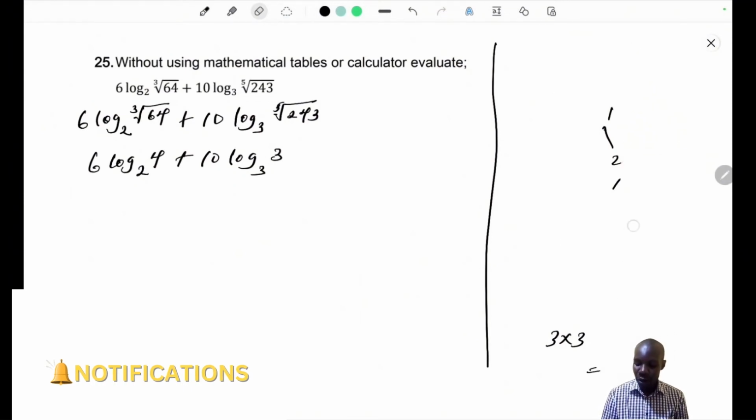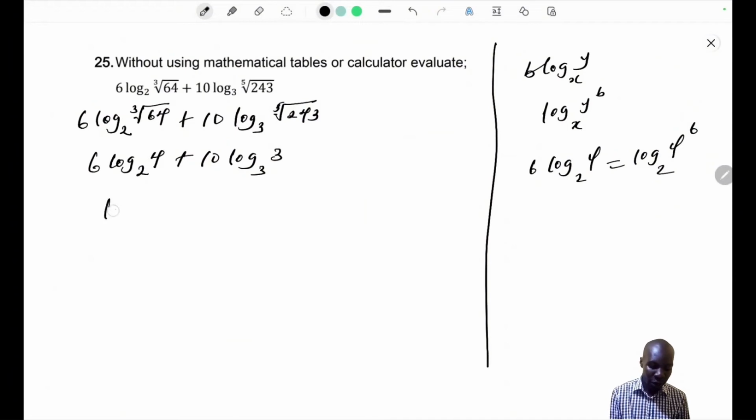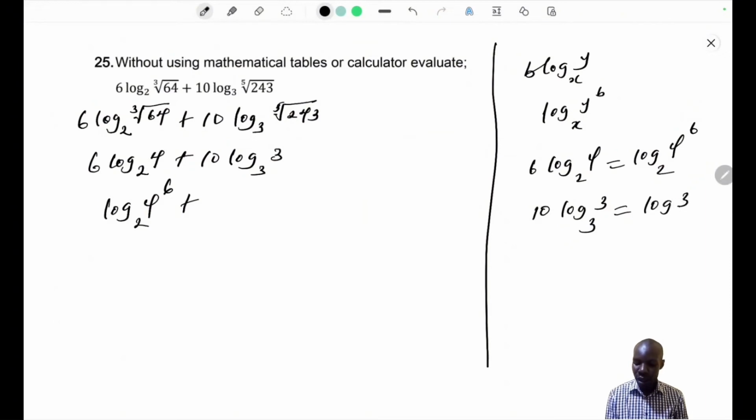Let's move. Now, we know that if we have got b log of y to base x, for example, this can be written as log of y to power b to base x. So if I have got 6 log of 4 to base 2, this can be written as log of 4 to power 6 to base 2. I'll have log of 4 to power 6 to base 2 plus, if I've got 10 log of 3 to base 3, can be written as log of 3 to power 10 to base 3. Then where am I heading to? Am I going to get anything?